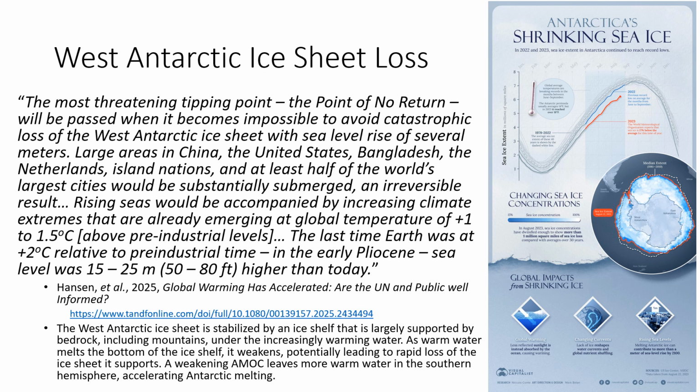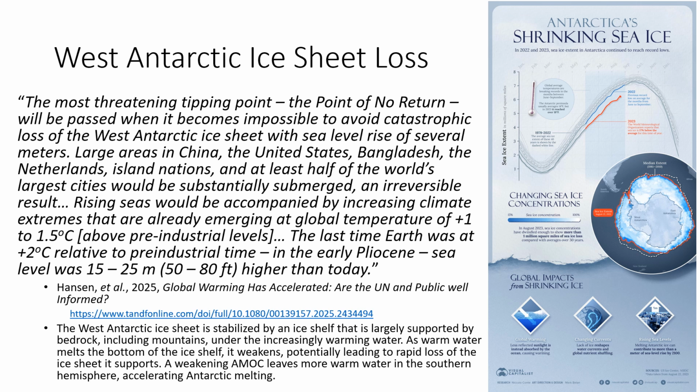I was reading an article a few weeks ago, a new article published in 2025 by Jim Hansen, who is like a legend in climate science. And he stated that the most threatening tipping point, the point of no return, will be passed when it becomes impossible to avoid catastrophic loss of the West Antarctic ice sheet with sea level rise of several meters. Large areas of China, the United States, Bangladesh, the Netherlands, island nations, and at least half of the world's largest cities will be substantially submerged, an irreversible result. Rising seas will be accompanied by increasing climate extremes that are already emerging at global temperatures of +1 to +1.5 degrees Celsius above pre-industrial levels. The last time Earth was at +2 degrees Celsius relative to pre-industrial time in the early Pliocene, sea level was 15 to 25 meters higher than today.